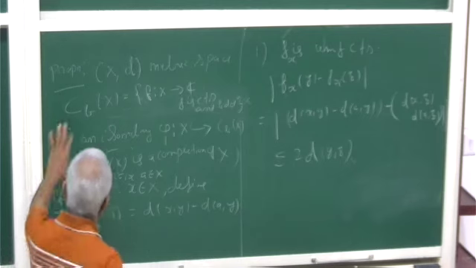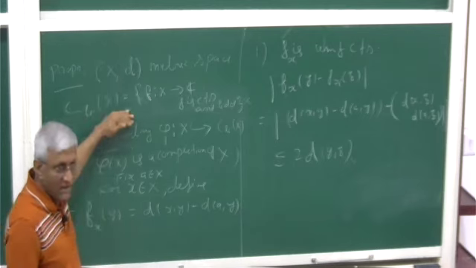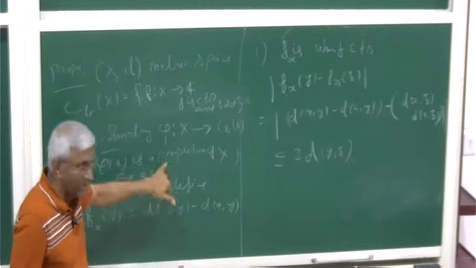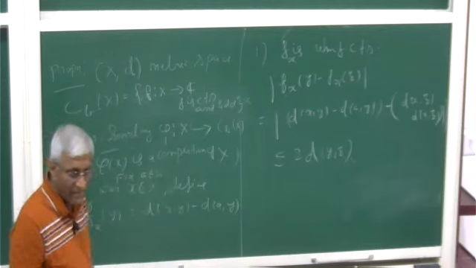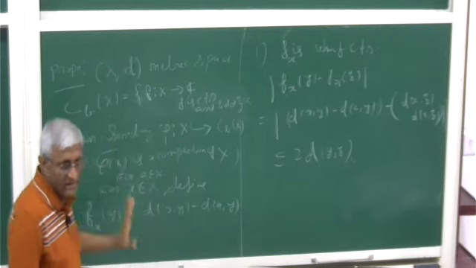This statement: X, d is a metric space, and this is all bounded continuous functions. Then there is an isometry between these. Isometry means a distance preserving map. The distance between phi x and phi y is the same as the distance between x and y.